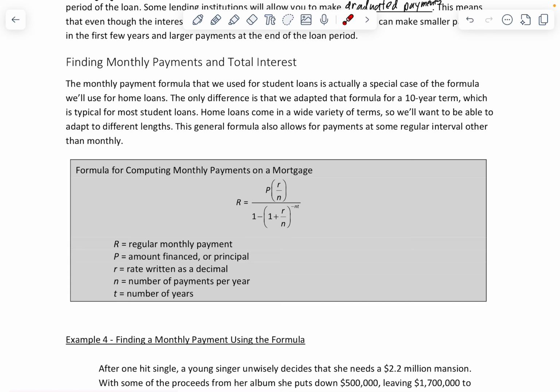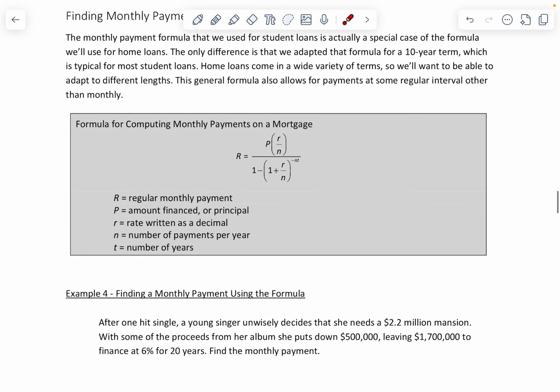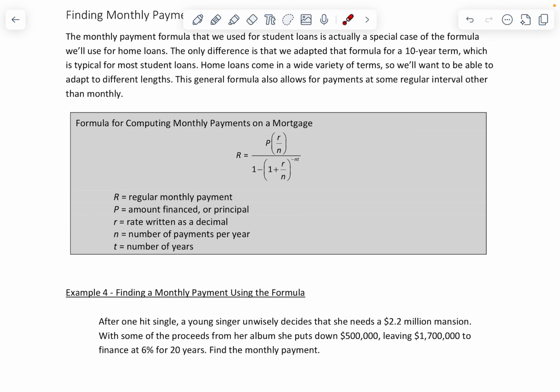R is the regular monthly payment. P is the amount financed or the principal. Lowercase r here, written as a decimal, is the interest rate. N is the number of payments per year. And then T is the number of years. All right, let's go over a few examples of using this formula. First of all, let's try finding a monthly payment.